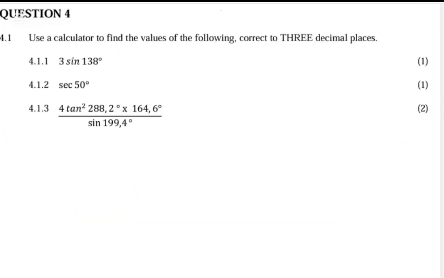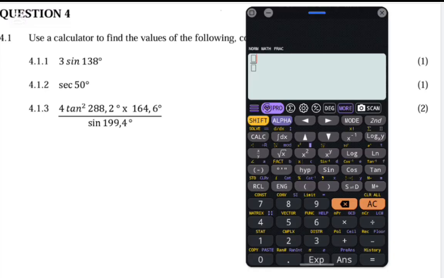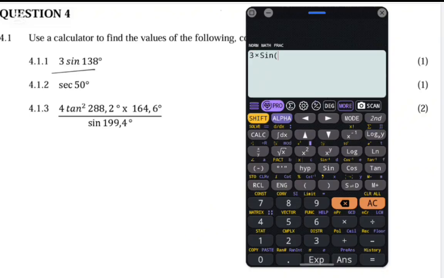So going to question 4, they say use a calculator to find the following, correct to 3 decimal places. This type of question is very, very easy, guys. All of them, you're going to just make use of your calculator. Let me just bring out my calculator. So here's my calculator. What I need to do is punch this the way it is: 3 multiplied by sine of 138. And then I get the answer.